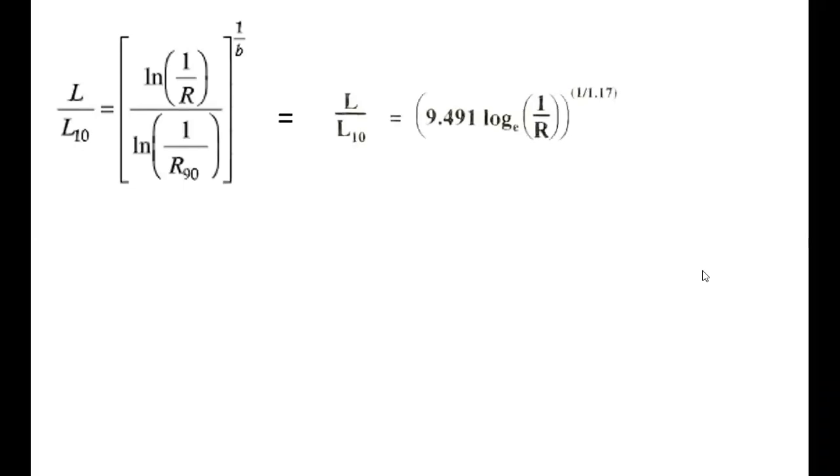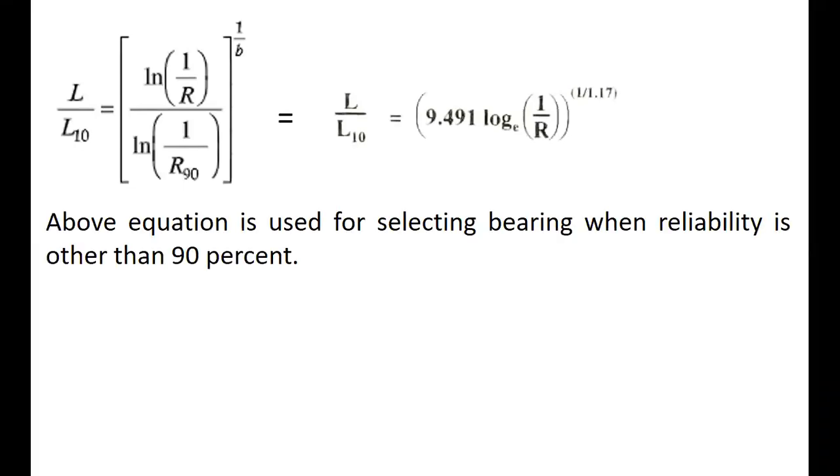How this has come, I already told you, right? I just have to put here 0.9. I have to do 1 divided by 0.9. I have to take natural log of it, right? Then I'm going to get 9.491 log, natural log of 1 upon R raised to 1 upon 1.7. So there shouldn't be any confusion.